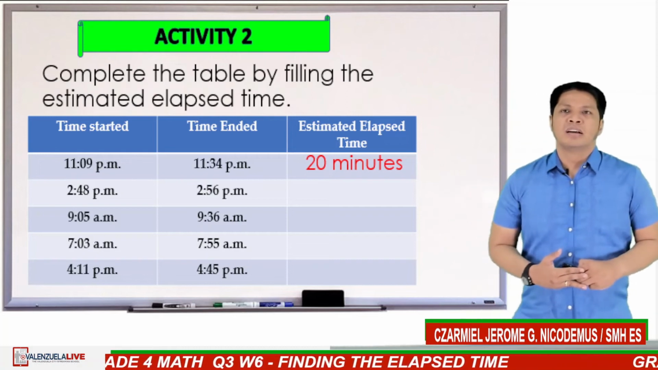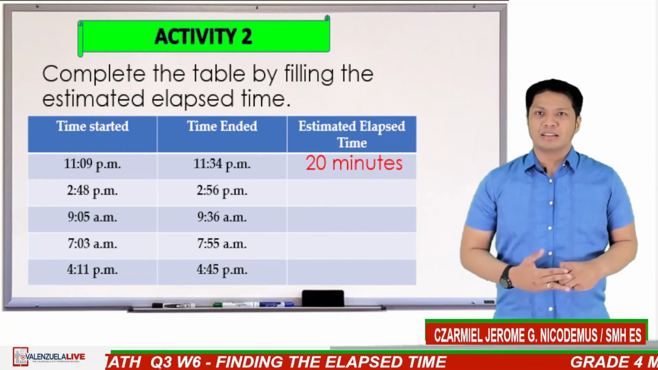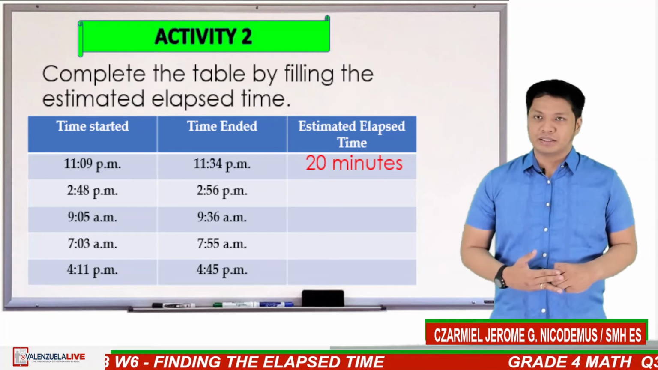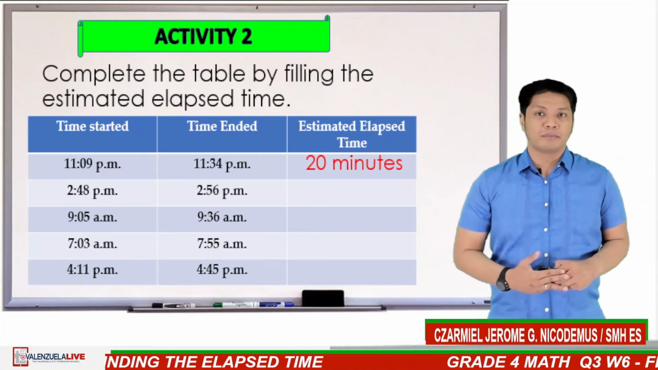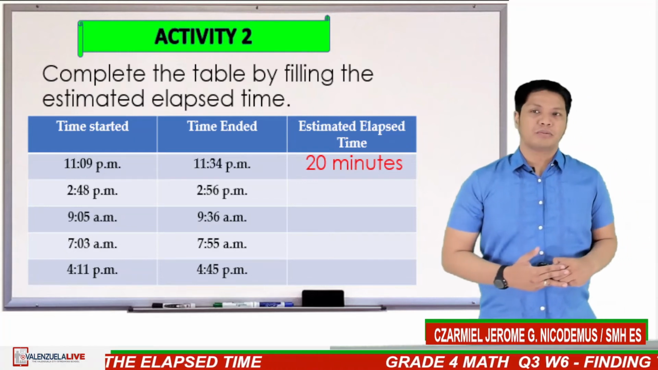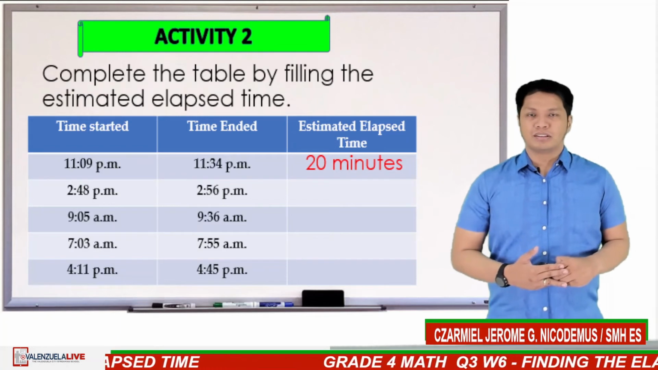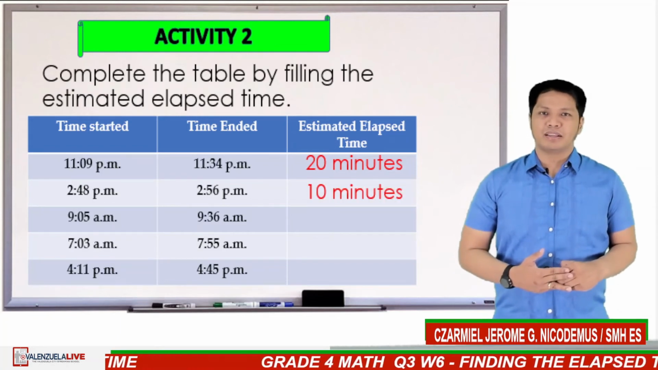Next one, the time started is 2:48 and the time ended is 2:56. Time ended will become 3 o'clock and the time started will become 2:50. So the estimated elapsed time is 10 minutes.